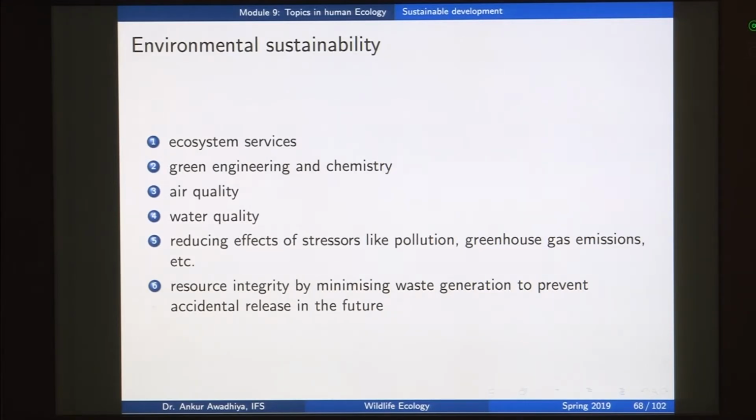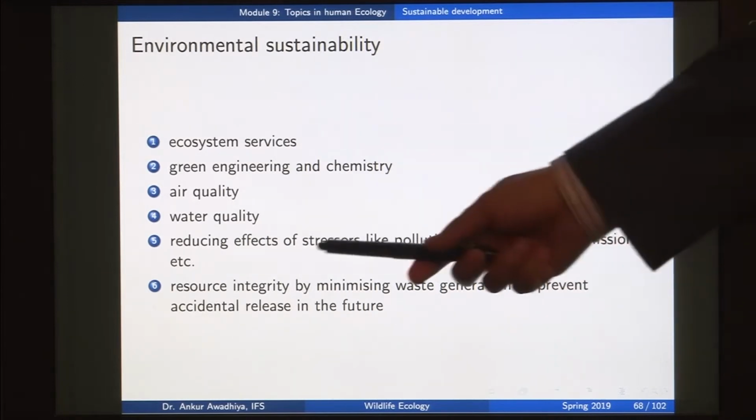Or we talk about reducing the effects of stressors like pollution, greenhouse gas emissions, etc. So, in this case what we are saying is, even those amount of pollutants that need to be released into the environment to meet the needs of the present generation, we should try to reduce their impacts.